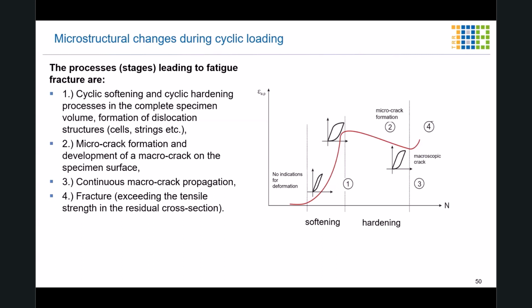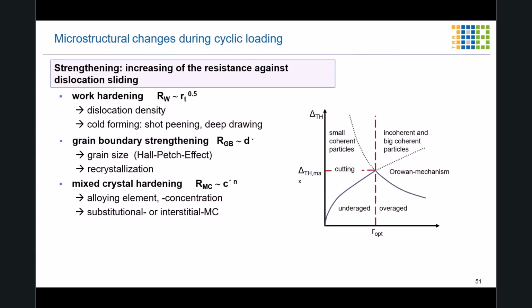Then we have area 2. This is the microcrack area, where a microcrack is formed and slowly develops to a macrocrack on the specimen surface. In area 3, we have a continuous macrocrack propagation. Area 4 is an unstable area where we have the final fracture, where we exceed the tensile strength in the residual cross section.